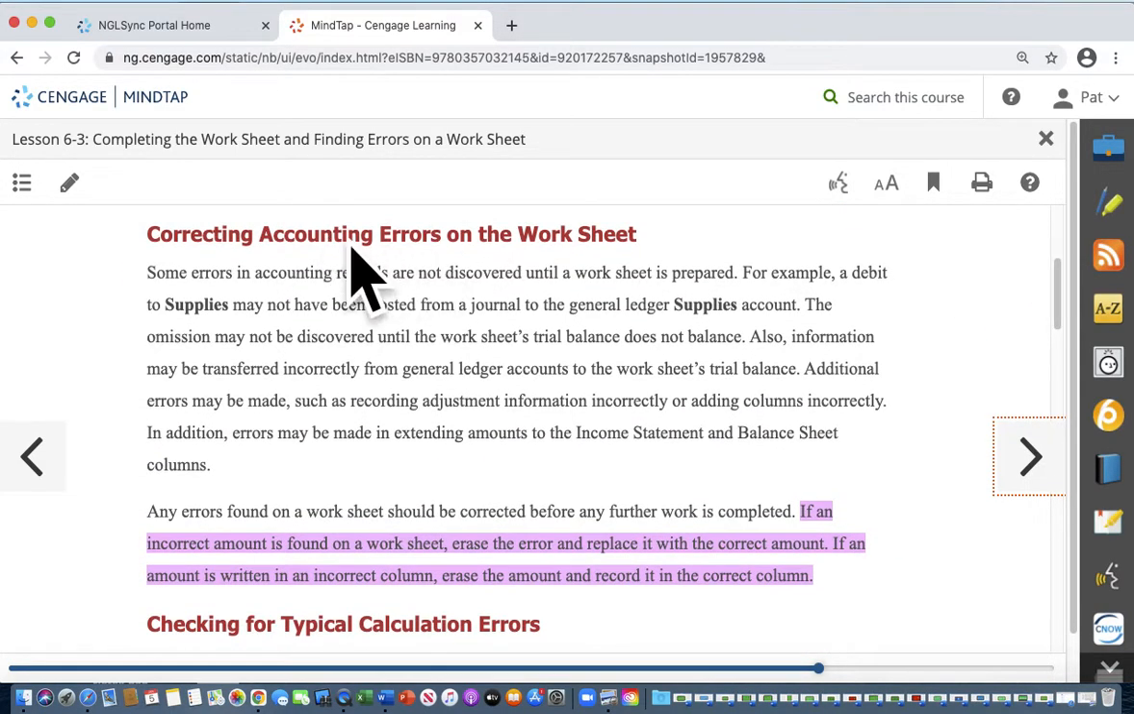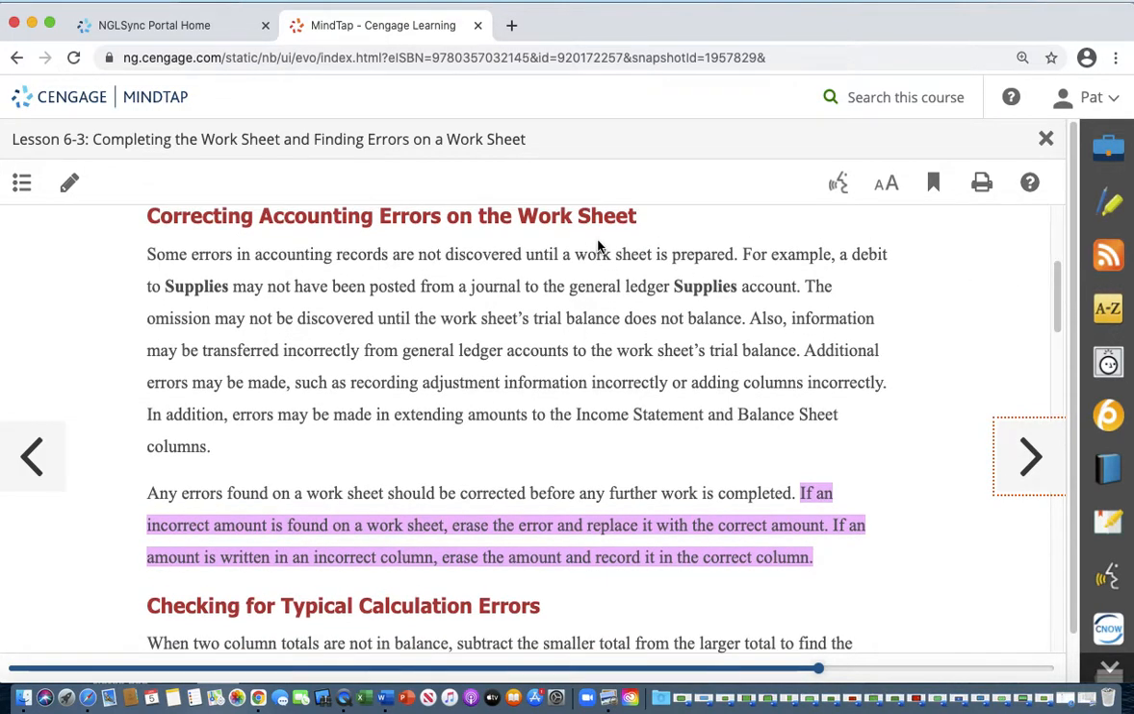It says correcting errors. There could be some errors in different spots. Could be in the general ledger. Could be in the worksheet. Okay. A worksheet, again, they're making a big deal about this pen and paper pencil thing. A worksheet's a temporary financial item. Okay. That means you can erase things in it. Now, again, we're not writing stuff, so it doesn't matter.